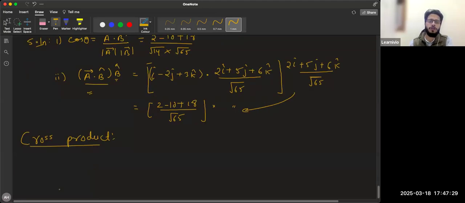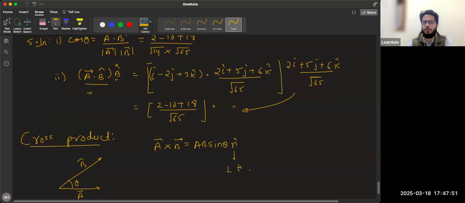So in cross product, if you have two vectors, vector A and vector B, with an angle between them, then the cross product is vector A cross vector B, which is AB sine theta into n cap. This n cap is the direction of A cross B, and n cap is perpendicular to both vector A and vector B. That's your n cap.